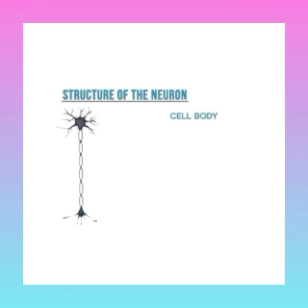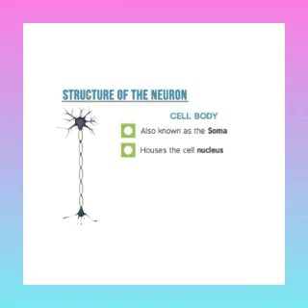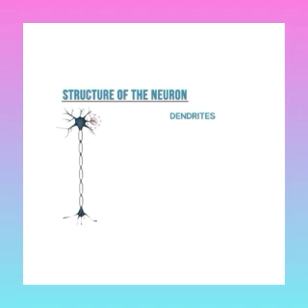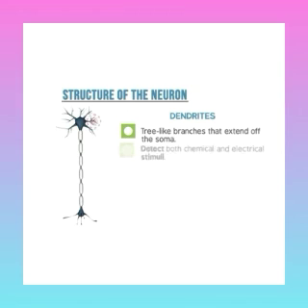The neuron has a cell body, which is also known as the soma, and which houses the cell nucleus. Next are the dendrites, which are tree-like branches that extend off of the soma. These are used by the neuron to detect both chemical and electrical stimuli.